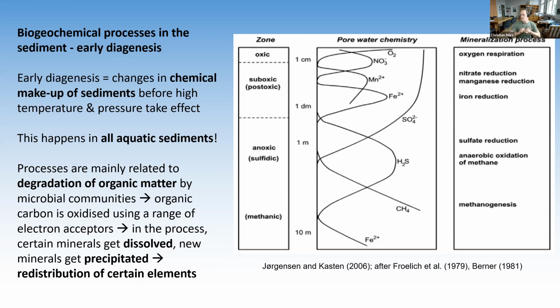So first you start with organic matter degradation using oxygen, then nitrate, manganese and iron oxide, sulfate. At some point they ferment methane. That's the standard so-called catabolic sequence. And in the process, and that's really the most important bit for sedimentary geologists, certain minerals get dissolved, new minerals get precipitated. So what happens is you have a redistribution of certain elements within the sediment column. That happens sometimes really long after sediment deposition. And obviously, interpreting the sedimentary record, you always have to have this potential early diagenetic overprint in mind.